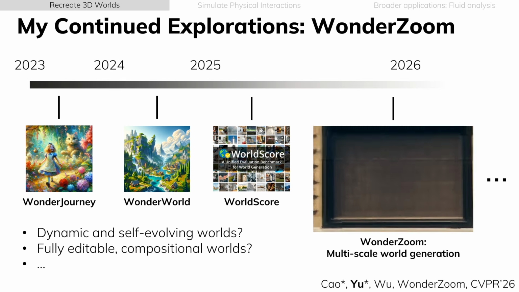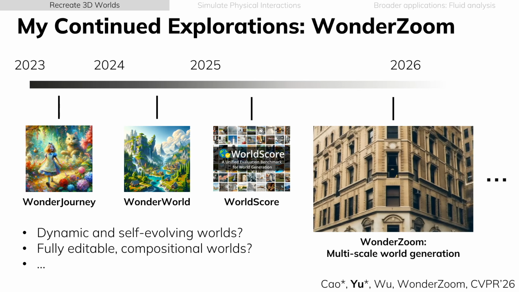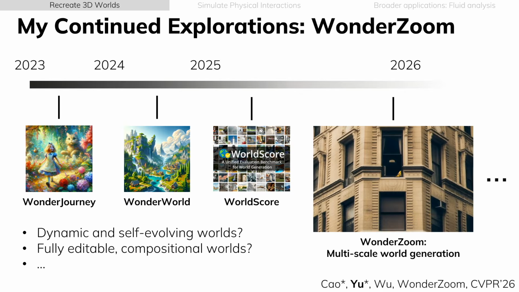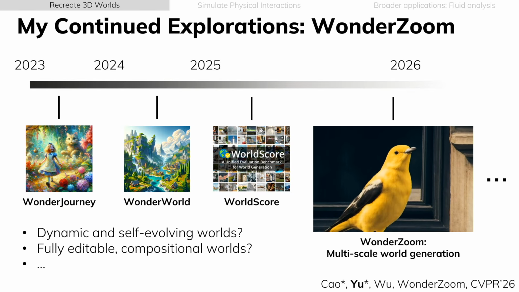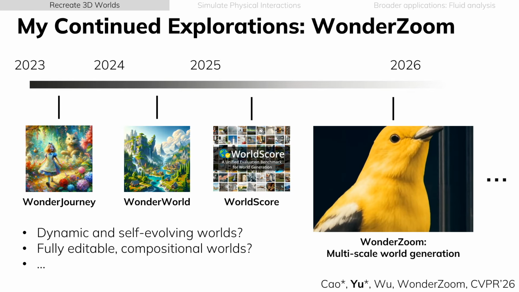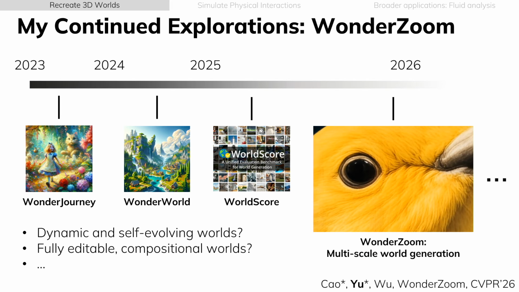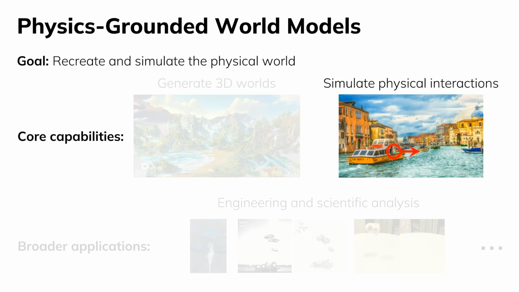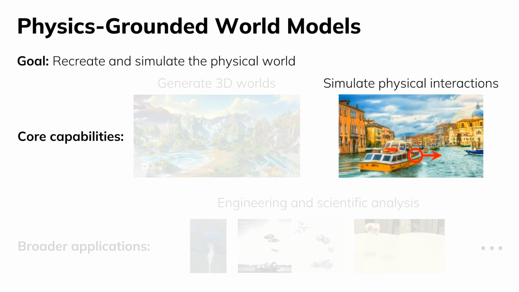For example, how do we generate dynamic and self-evolving worlds? How do we generate fully editable compositional worlds with disentangled geometry, material, and lighting? So these are what make this very, very exciting. So that's the first pillar, 3D world generation.